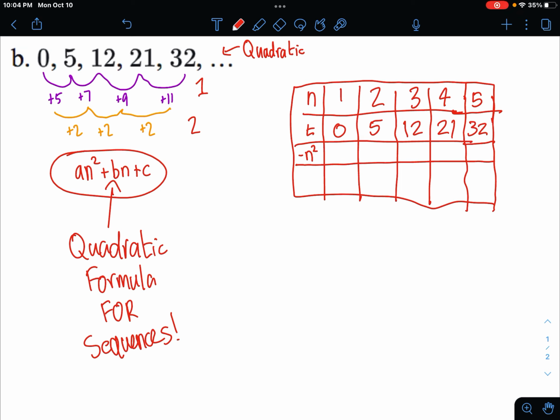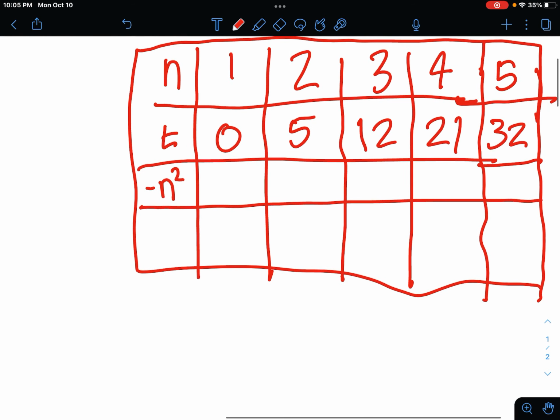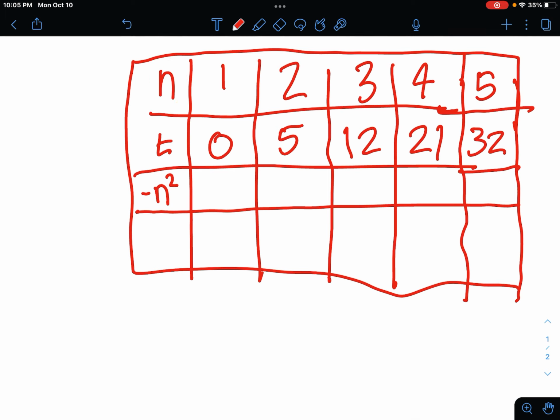Alright, now that we have this part down, we already know that it's negative n squared. Now we just need to fill some stuff in. What I want you guys to do is take this n value and then just plug it into negative n squared and write your answers. So we have 1, right? Plug that in, so 1 squared is 1, so negative 1. 2 squared 4, negative 4. 3 squared 9, negative 9. 4 squared 16, negative 16. 5 squared 25, negative 25. So that would be the row right here. That is what you guys would get.